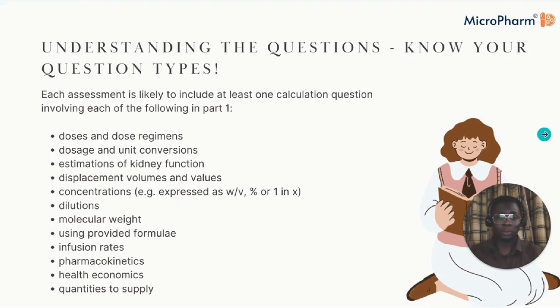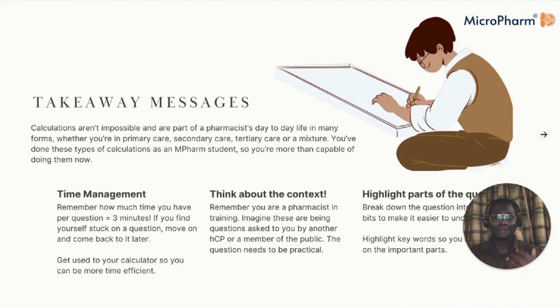I also want to stress to you that ultimately, as a pharmacist, calculations are not impossible and they will be part of your day-to-day life in many different forms, whether you're in primary care, secondary care, tertiary care, or even a mixture. Remember your time management, you have about 3 minutes on average for each question, so that's more than enough time for you to attempt the question, check your working out, and even attempt it if you're really time savvy.